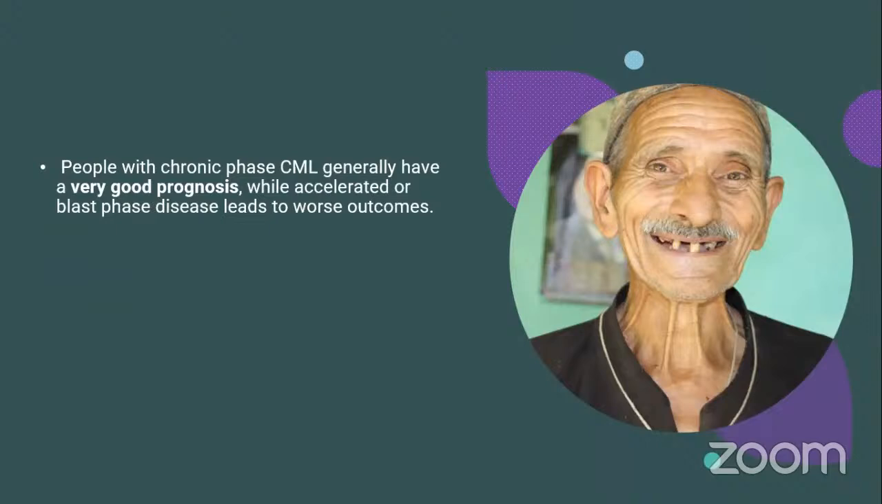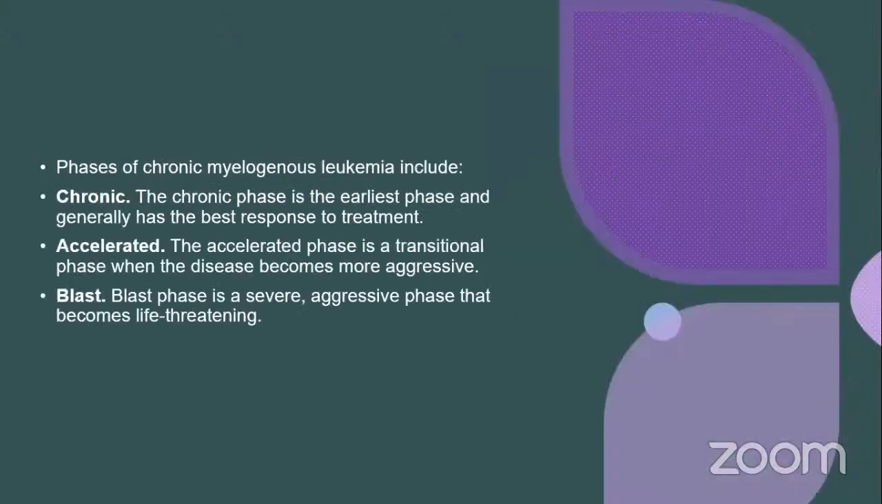People with chronic phase CML generally have a very good prognosis, while accelerated or blast phase disease leads to worse outcomes. The phases of chronic myelogenous leukemia include chronic, accelerated, and blast. The chronic phase is the earliest phase and generally has the best response to treatment. Second, we have the accelerated phase, a transitional phase when the disease becomes more aggressive. Blast phase is a severe, aggressive phase that becomes life-threatening.